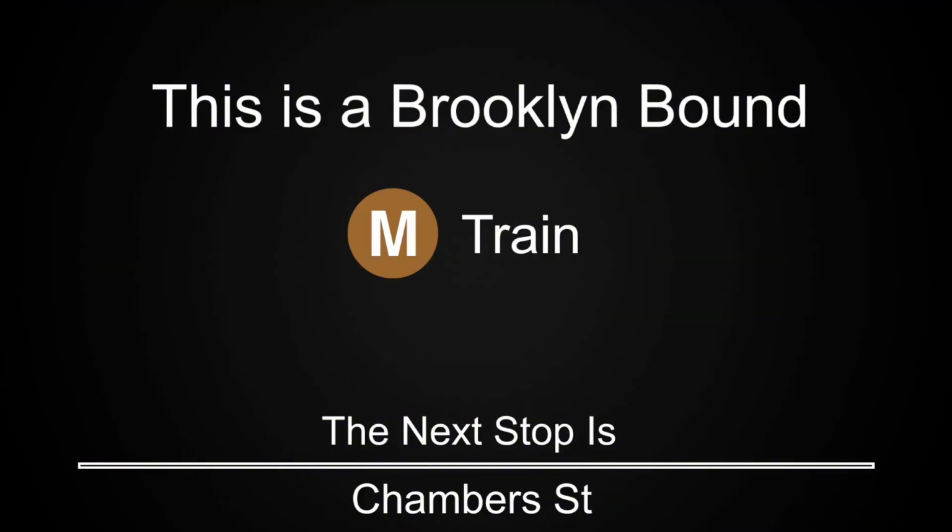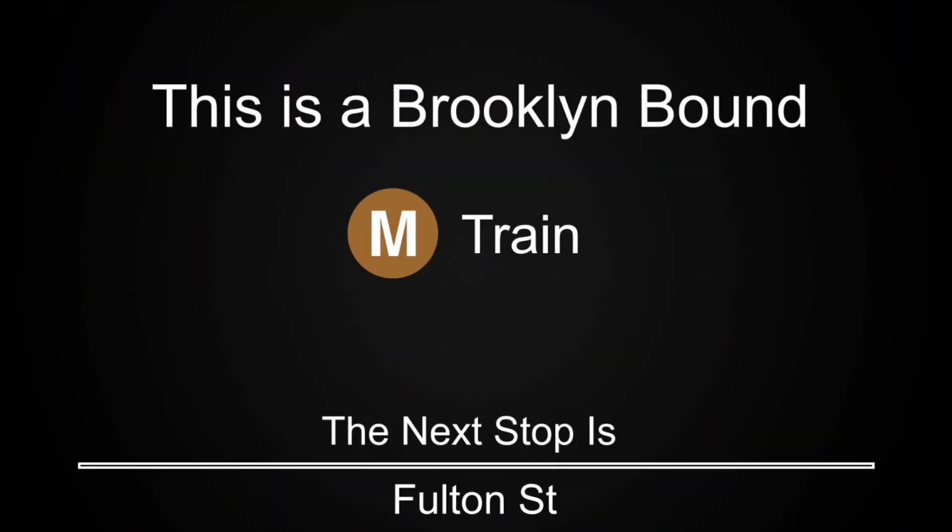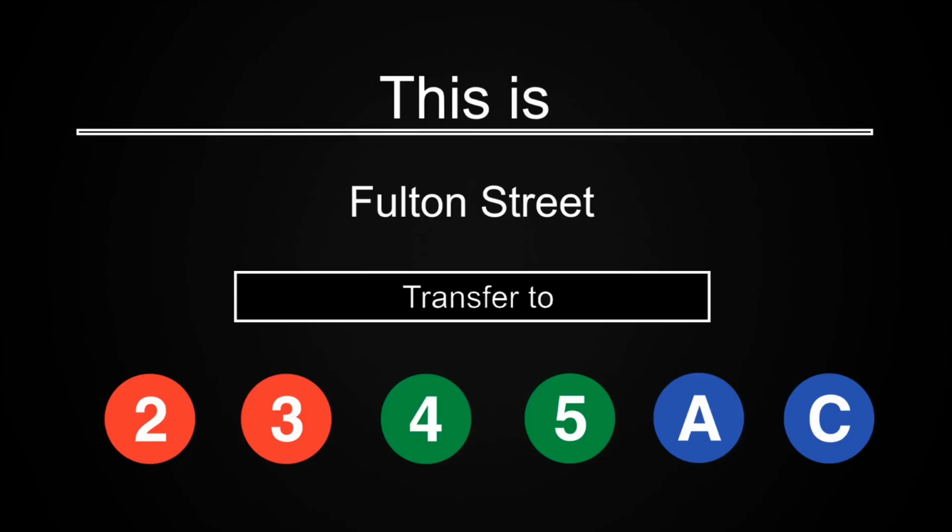This is a Brooklyn-bound M train. The next stop is Chambers Street. This is Chambers Street. Transfer is available to the 4, 5, and 6 trains. This is a Brooklyn-bound M train. The next stop is Fulton Street. This is Fulton Street. Transfer is available to the 2, 3, 4, 5, A, and C trains.